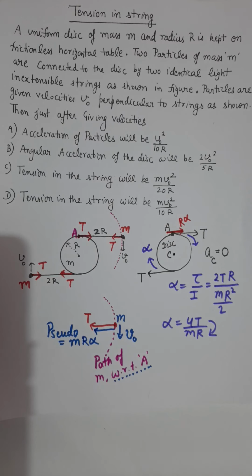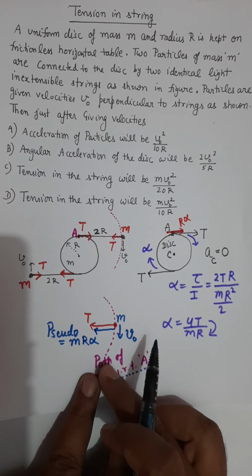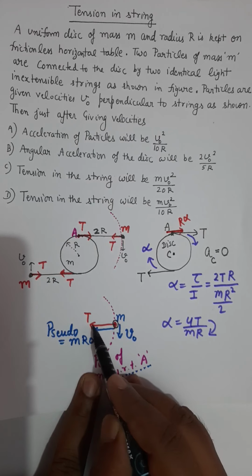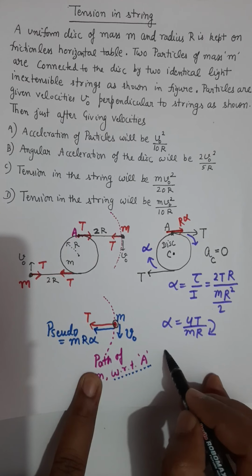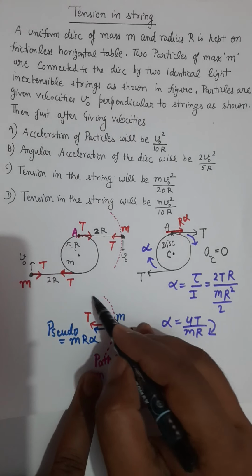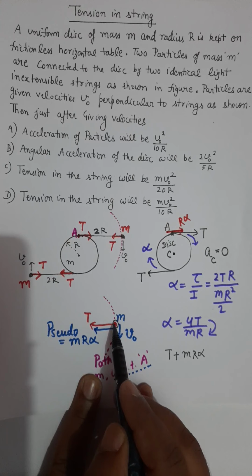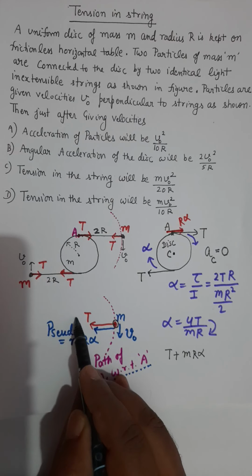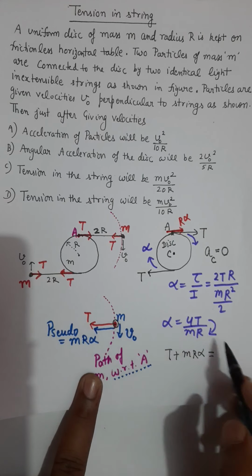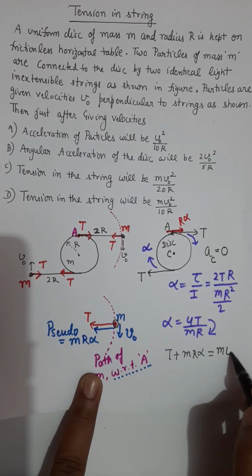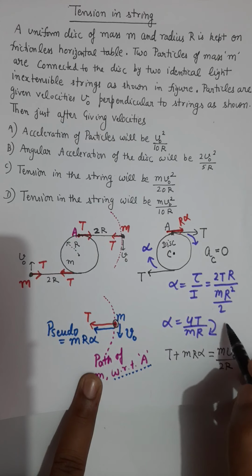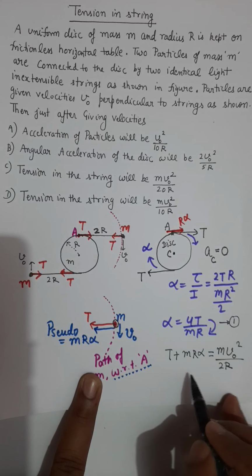So now I will write the equation according to Newton's law for this particle small m. This particle has two forces now, T and this pseudo force. So T plus m r alpha, that is the total force on this particle. Since it is moving on the circle, it must be accelerated towards the center, and therefore this total force can be written as its mass m times v0 square over the radius of the circle, which is given as 2r. So let's say this is equation 1 and this is equation 2.